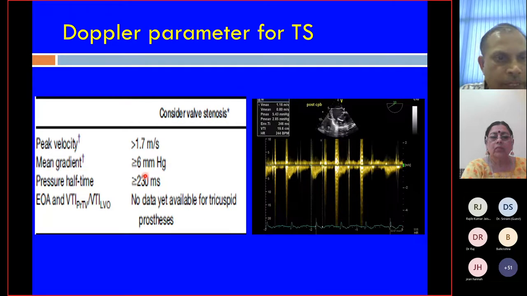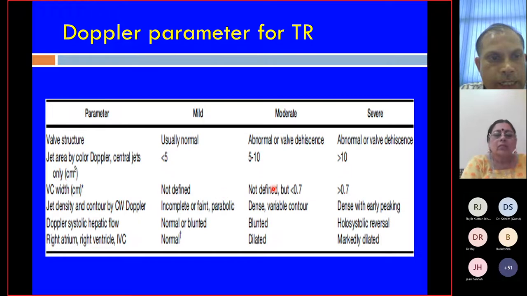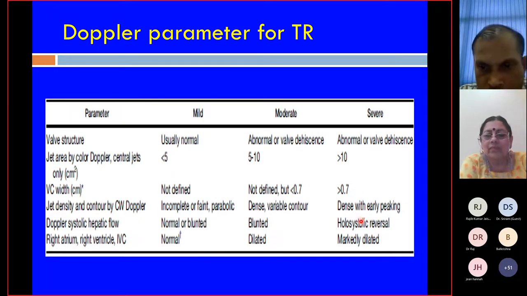If you find a mean gradient of more than 6 and a pressure half time of more than 230, that suggests significant tricuspid stenosis. In tricuspid regurgitation, if your vena contracta is more than 7, and if you find holosystolic reversals in the hepatic flow, then it suggests significant or severe tricuspid regurgitation.